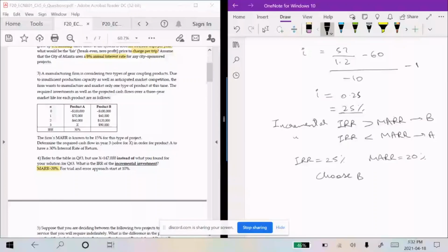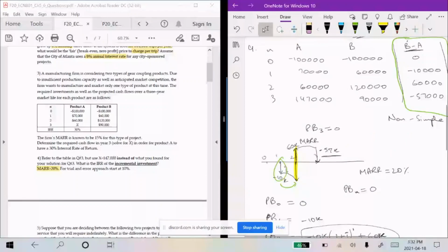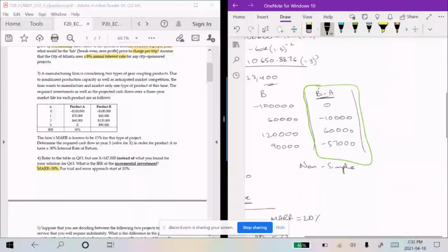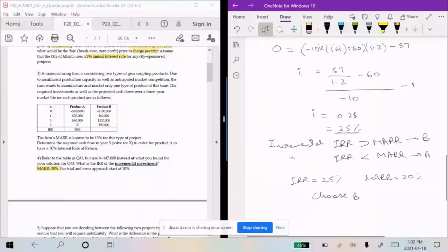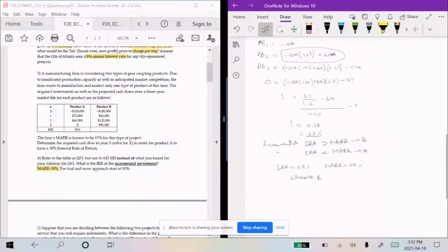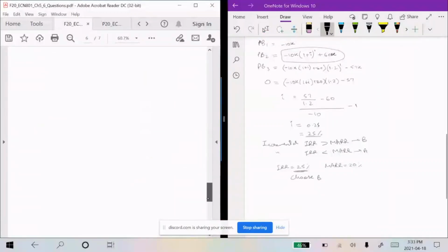Again, you're choosing B here because that's what you took as your first term in this B minus A. If you took A minus B and got the same 25% IRR, then you would choose A. That's pretty much it for this one. They asked us to find the incremental investment, and the answer is 25%.